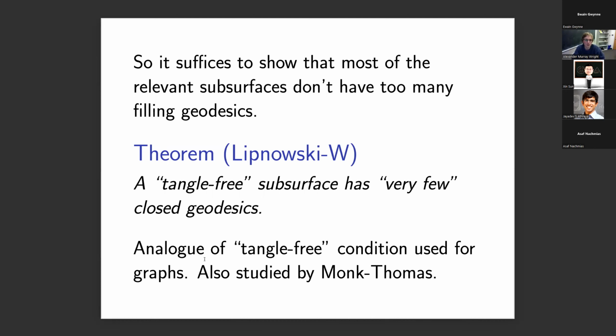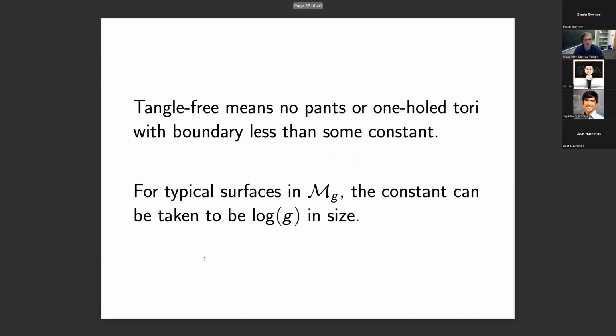We show that a tangle-free subsurface has very few closed geodesics. And here, tangle-free has a very elegant definition. It just means no pants or one-hole tori with boundary less than some constant. So there's a parameter that's constant in how tangle-free it is. And for typical surfaces of genus G, you can actually take that constant to be astonishingly large, namely log G in size. So you typically only have to deal with subsurfaces that are very untangled, and they don't have many geodesics.